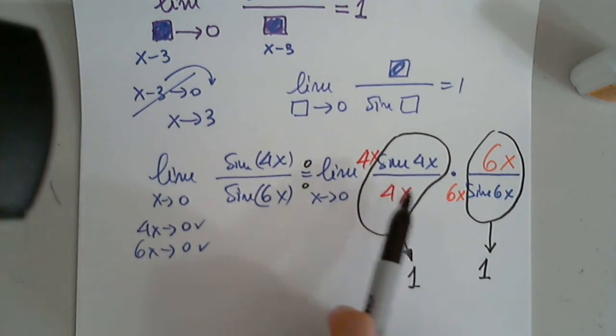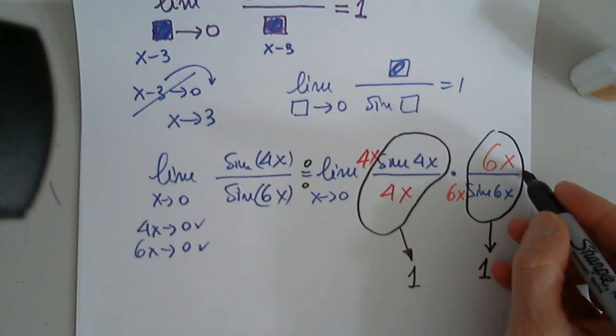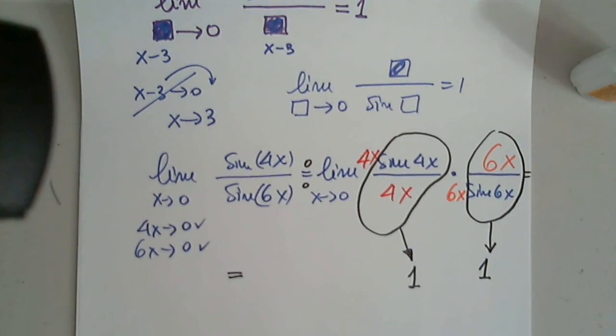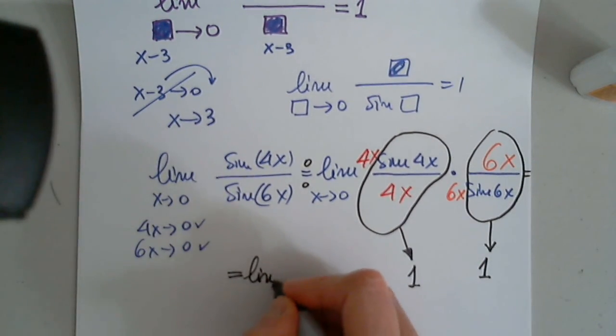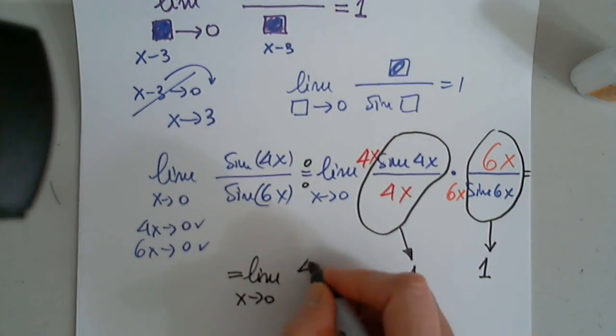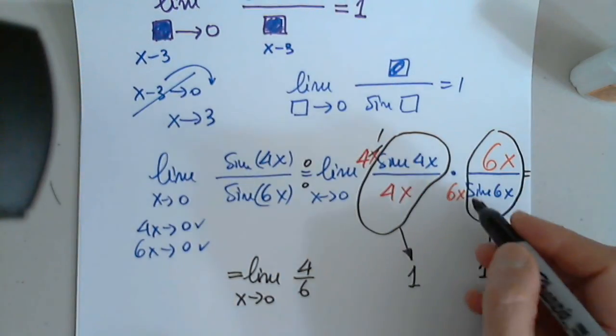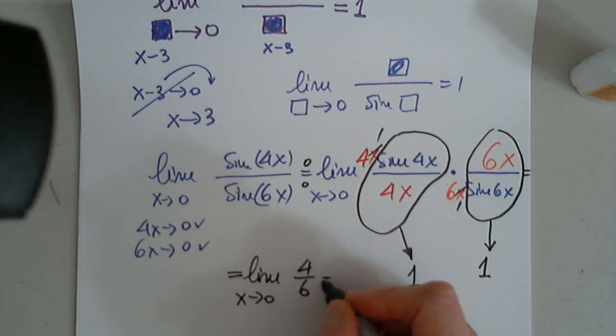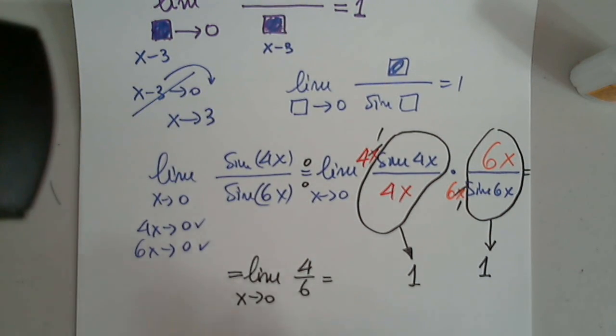Can anyone simplify 4x over 6x and give me the final answer because I'm lazy to write it again? Okay, let me write it again. Because I simplify an x with an x. So what is the final answer? 2/3. That's it. Any questions?